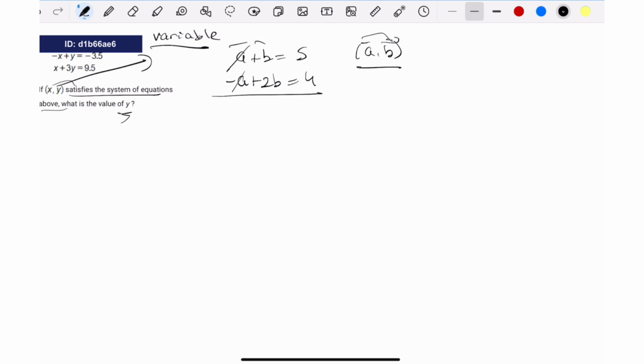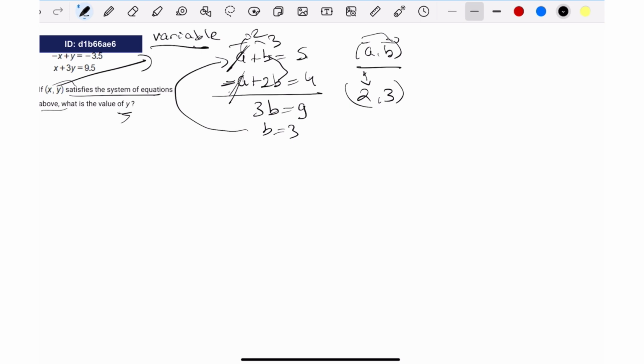So what I would want you to do is add them to each other. Look, the a's are going to get eliminated, right? At least try to make one variable go away. I'm going to be left with 3b equals 9, and b is going to equal 3. Because b equals 3, when I type in 3 instead of the b here, I'm going to get 2. Then I'm going to say 2 and 3 satisfy this equation.